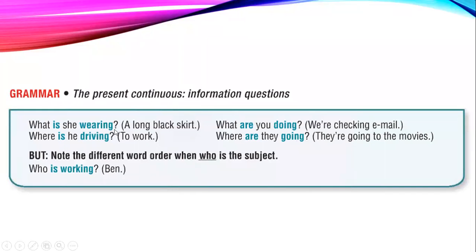Okay. What is she wearing? ¿Qué es lo que está vistiendo? It's a long black skirt. Where is he driving? ¿Hacia dónde está manejando? To work. What are you doing? We're checking email. Where are they going? ¿A dónde están yendo? They're going to the movies.